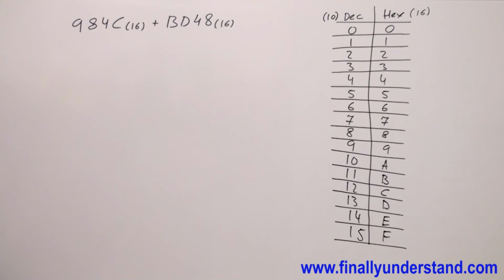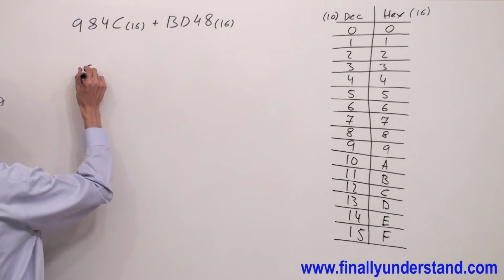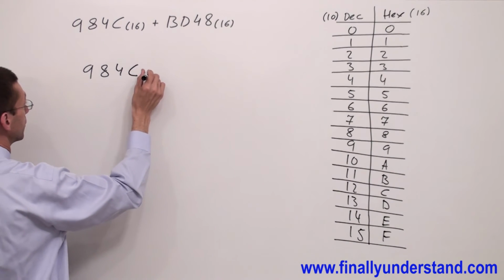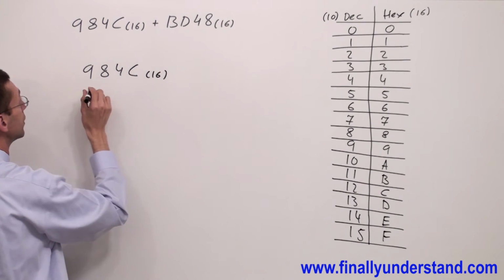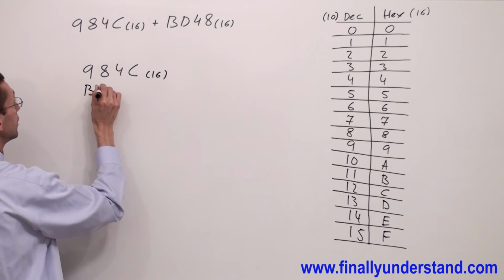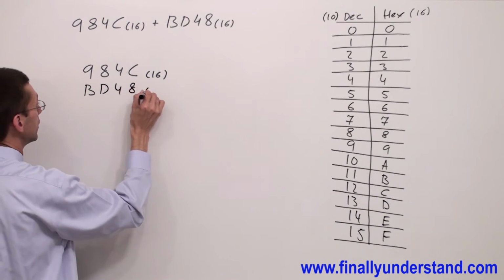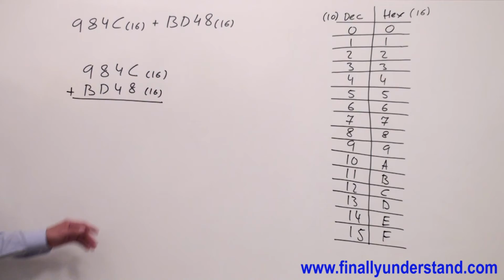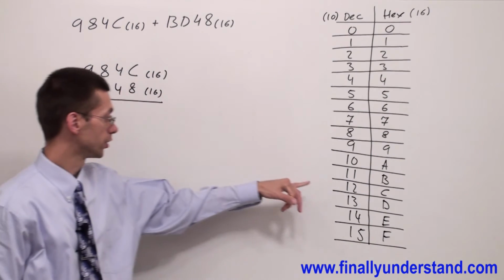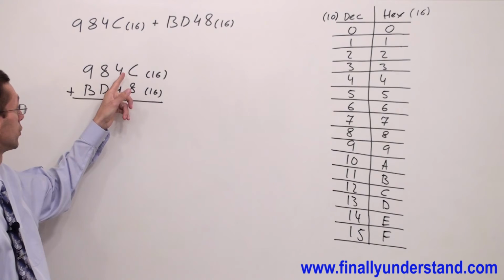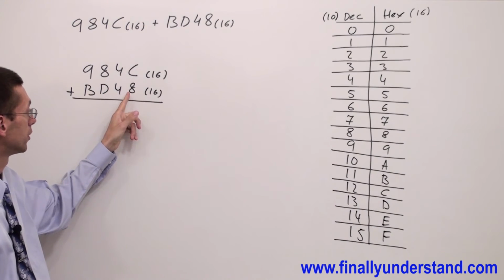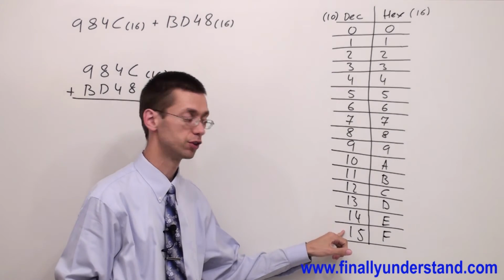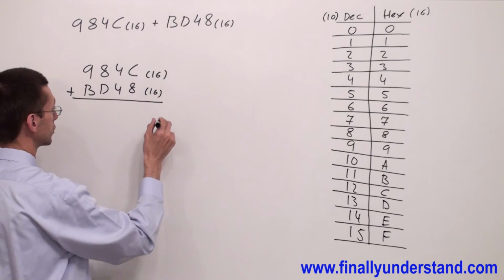Let's take a look at this example. We have 984C base 16 plus BD48 base 16. C is 12. 12 plus 8 is equal to 20. 20 is greater than 15. That's why I'm supposed to perform the subtraction.